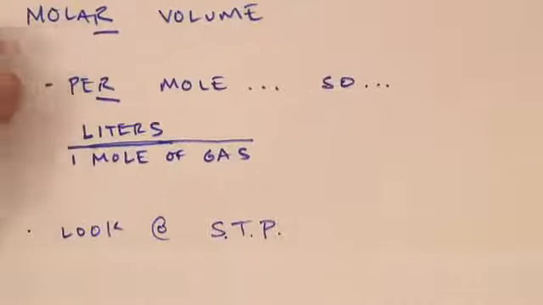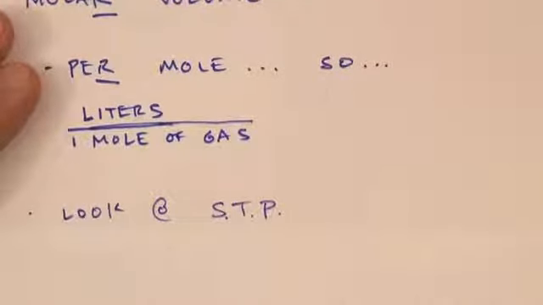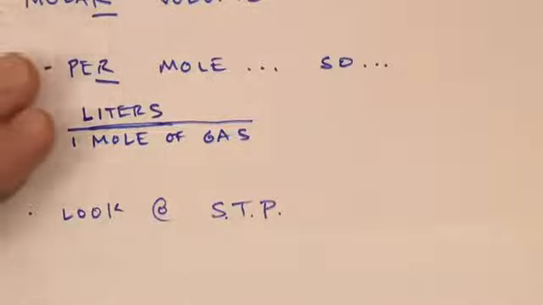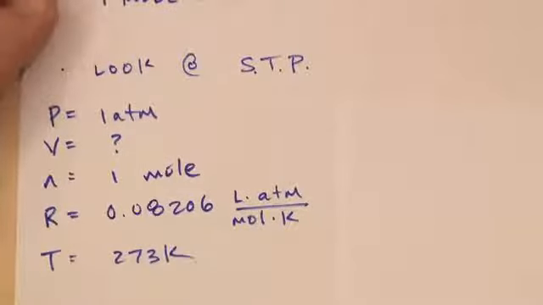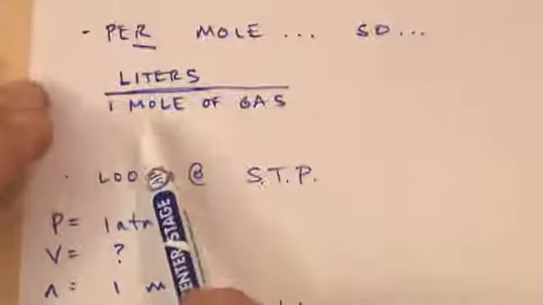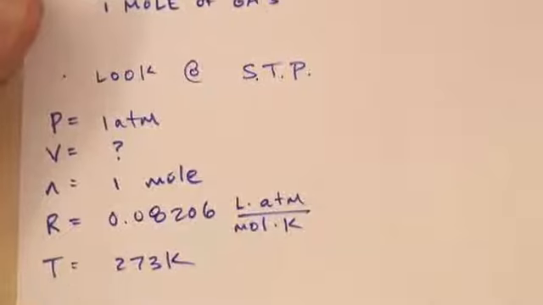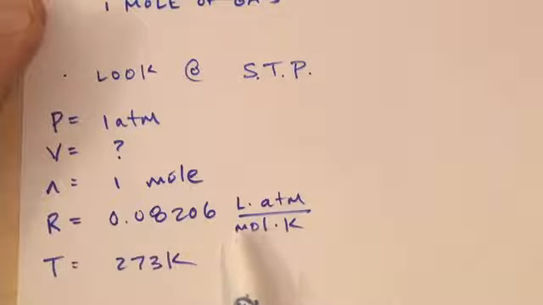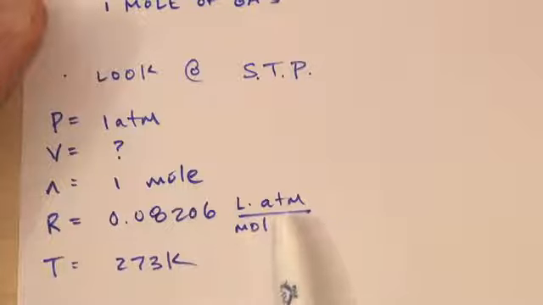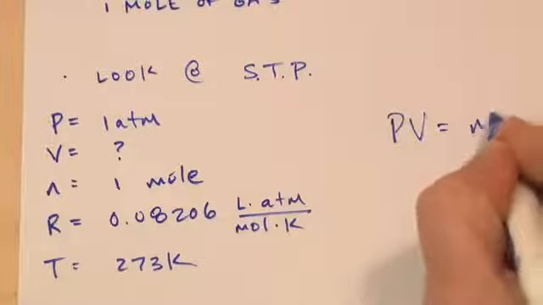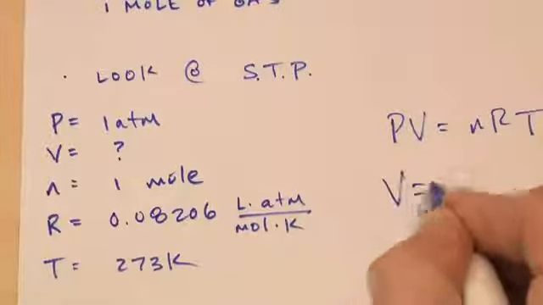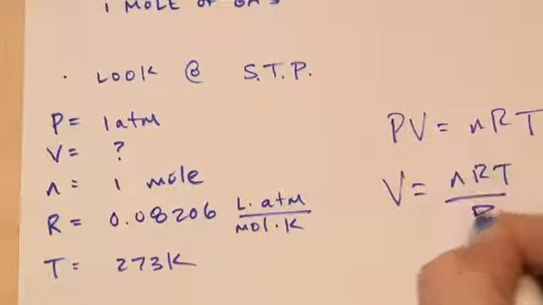First of all, let's take a look at the molar volume at standard temperature and pressure, STP. If we do this, we can assume this data. We can assume that pressure is equal to 1 atmosphere. The volume is the thing we want to find. We have 1 mole of gas, because remember we're looking at the molar volume, how much 1 mole of gas occupies. The universal gas constant for atmospheres, and the temperature. The standard temperature, remember, for gases is 273 Kelvin. Putting this into the PV equals nRT equation then allows us to say that V is equal to nRT divided by P.